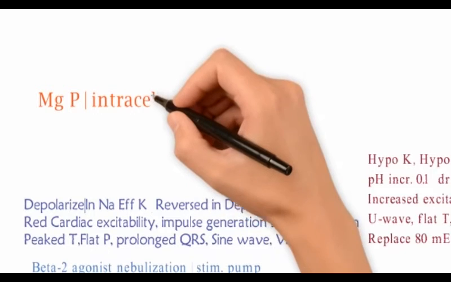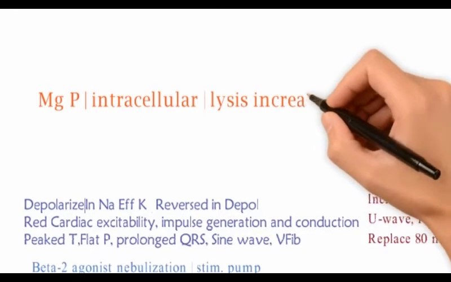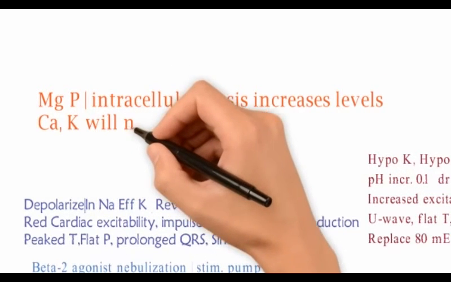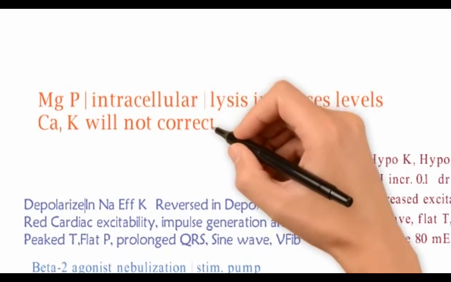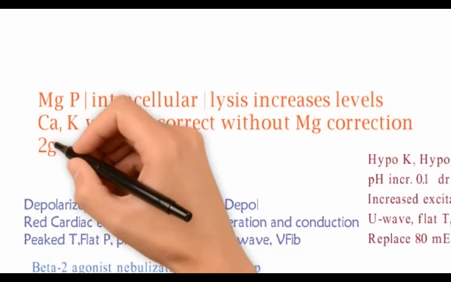Potassium, magnesium and phosphates are largely intracellular. Therefore, hemolysis, rhabdomyolysis or crush injuries will increase levels of magnesium, phosphates and potassium. The calcium and potassium cannot be corrected without the correction of magnesium.